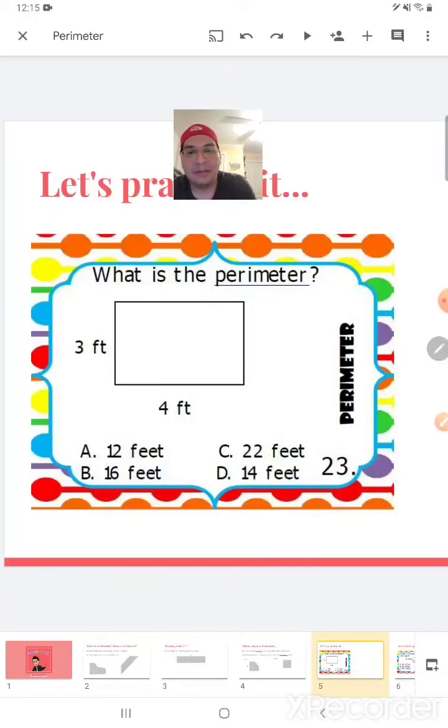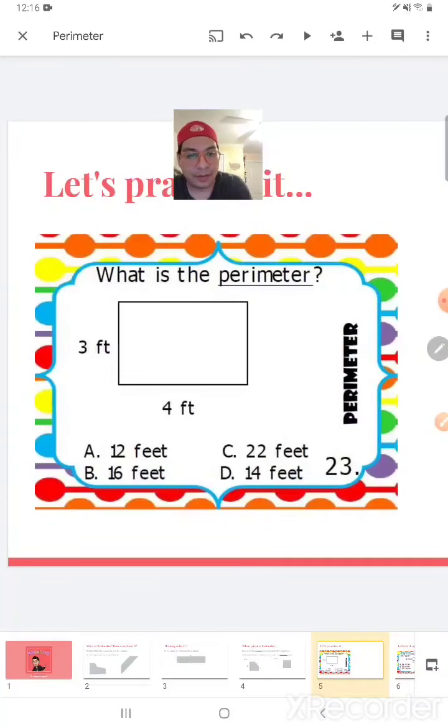So a perimeter is not given. We're going to have to find it out. We have 3 here on this side, so the opposite of that is going to be 3 as well. Let me go ahead and write that in there. 3, and here we have 4, and so 4 is going to have to go up here as well. Don't forget to put FT, which is the feet.